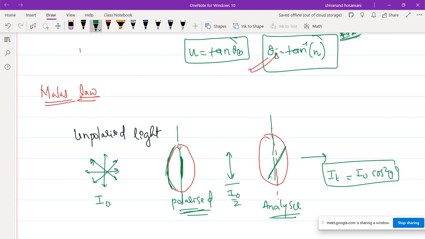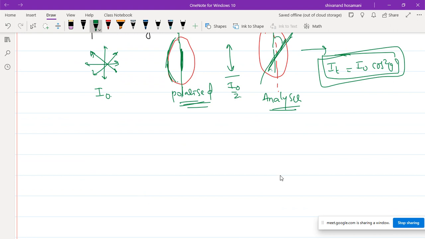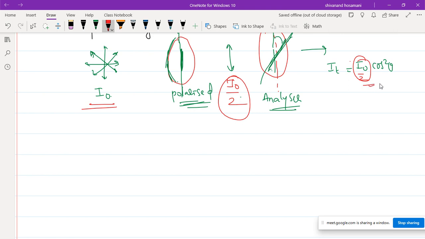If the polarizer axis is like this, and the analyzer makes an angle theta with respect to the original polarizer, then the transmitted light is going to be I naught times cos square theta. Here the dependency is that when unpolarized light is taken, I naught by 2 comes. If the light is already polarized, I naught comes.